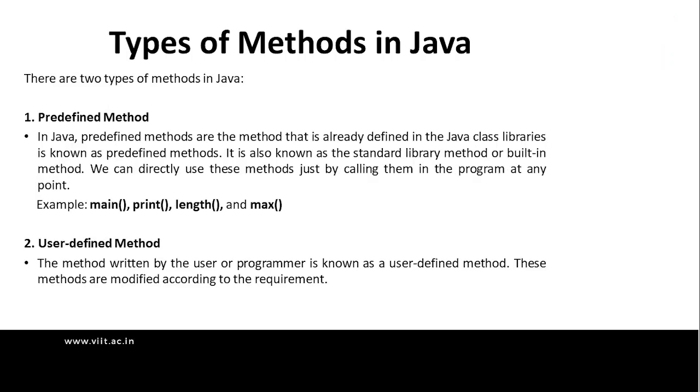Types of methods in Java. There are two types of methods in Java. First is predefined and another is user defined. Predefined methods are methods that are already defined in Java class libraries. It is also known as a standard library method or built-in method. You can directly use these methods just by calling them in a program at any point. Examples: main, print, length, max.